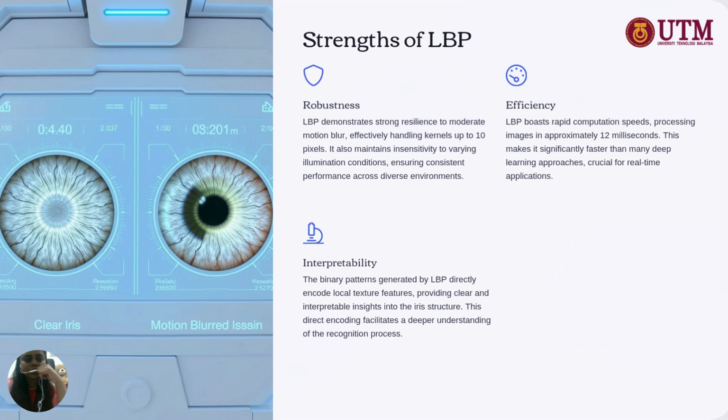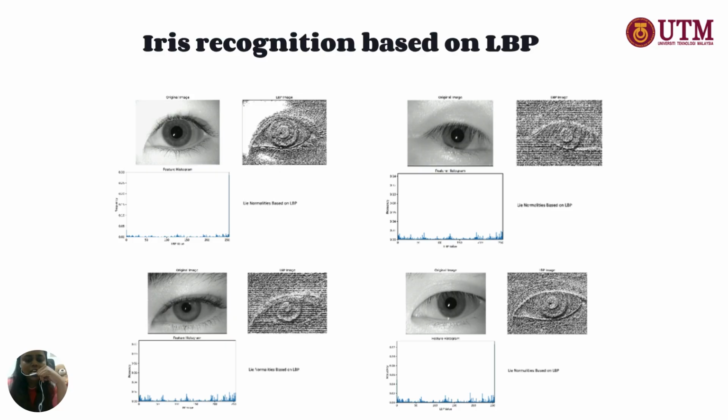For robustness, LBP is strong and resilient to moderate motion blur, handling blur of up to 10 pixels. For efficiency, LBP boosts rapid computation speeds, processing an image in approximately 12 milliseconds. For interpretability, the binary patterns directly encode local texture features, providing clear and intuitive insights into the iris structure. This is the output for the LBP.